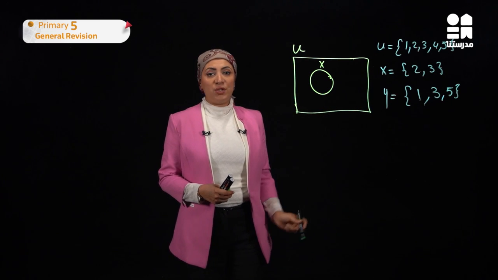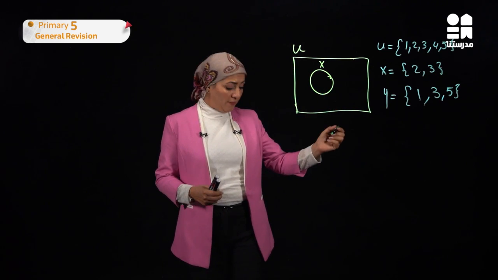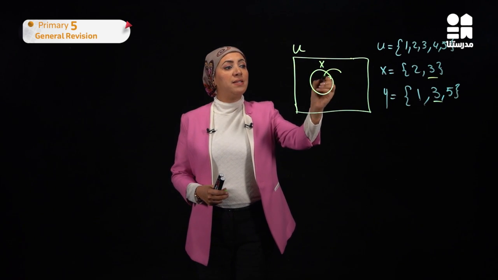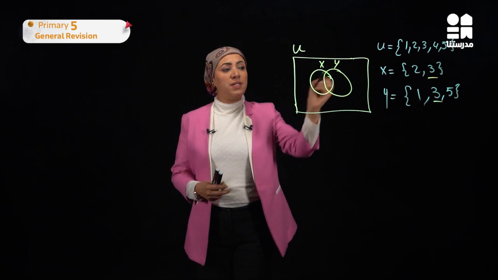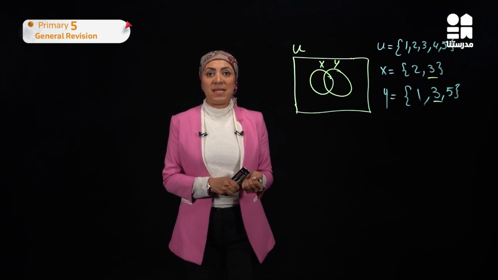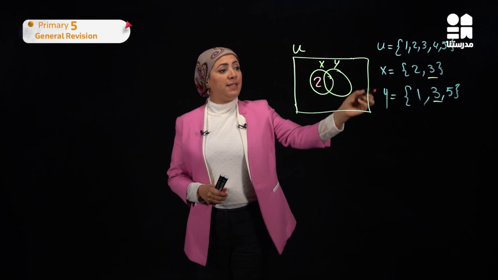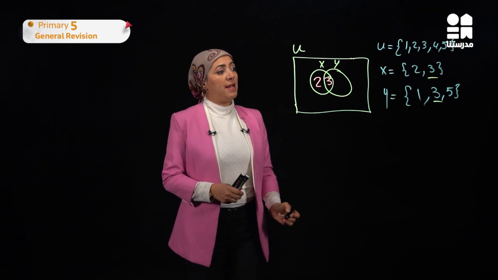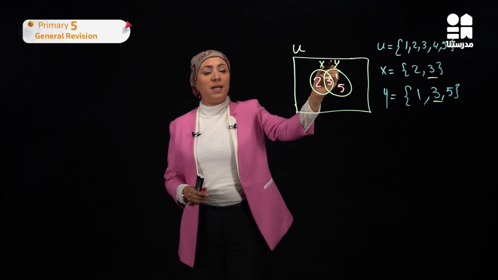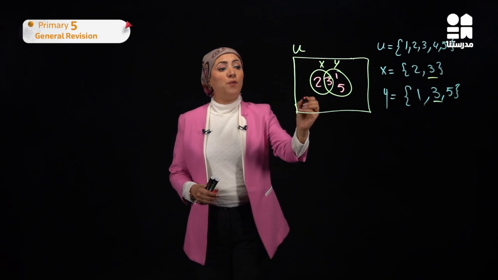Before I draw them, I have to check if they have anything common between them. And if you look, you will find that both of them have the element 3, it's common. So both sets intersect in 3. So this is X and Y. Now I will put the elements of every set in its right place. So the set X, I have 2 and 3 common with the set Y, and set Y has now 1 and 5. Then X has 2 and 3 and Y has 1, 3, and 5. Then what's left for me from U is 4, as you see.